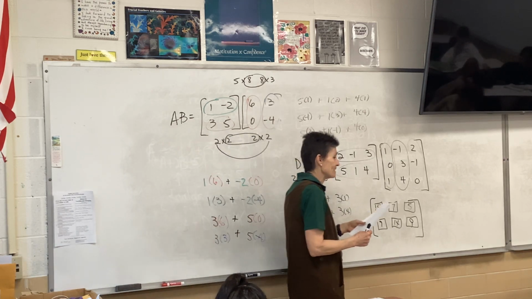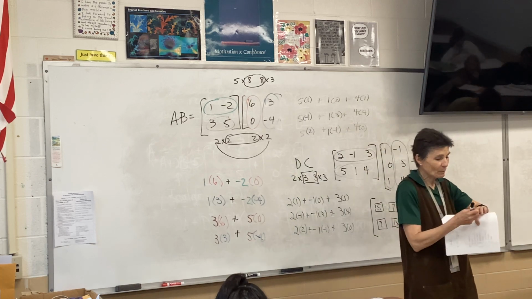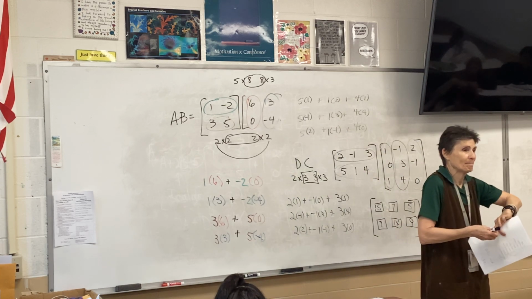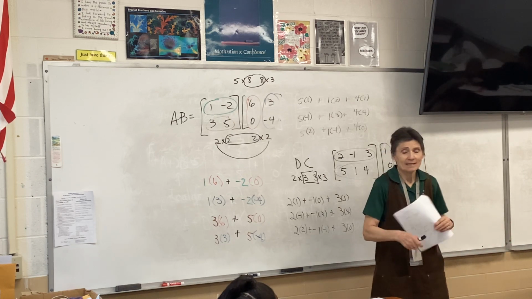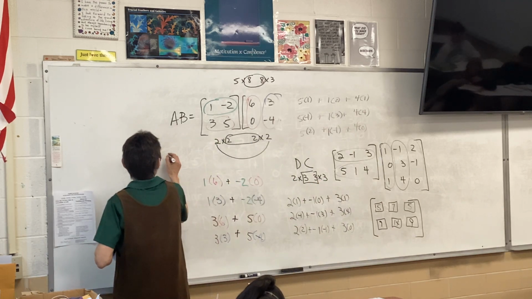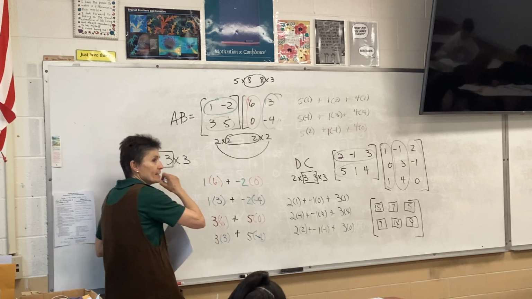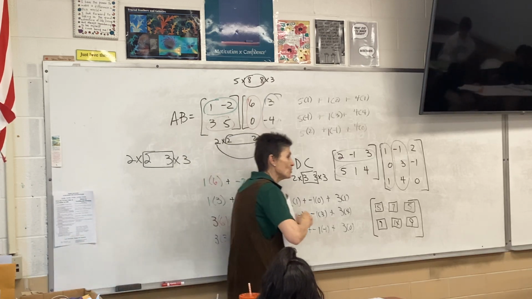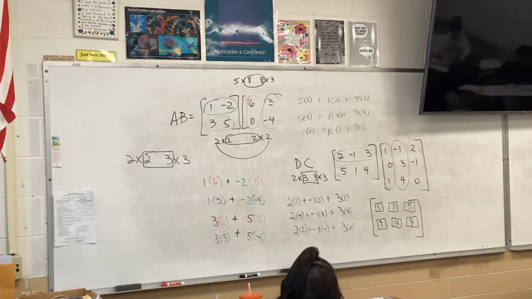A times C, this is letter F. Can't do it. Why can't we do A times C? Because the column and the row doesn't match. Yeah, it's a 2 by 2 times a 3 by 3, and these two numbers aren't the same. So no answer, cannot do letter F.